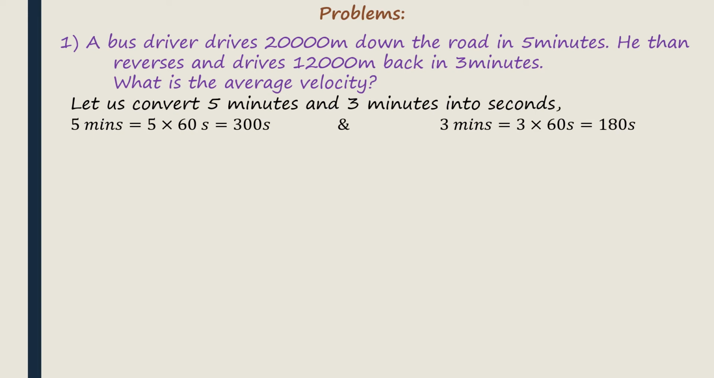So 5 minutes is how many seconds? 5 into 60 seconds, which will be equal to 300 seconds. And 3 minutes converted to seconds is 3 into 60 seconds, which is equal to 180 seconds. Okay, so with this we have already converted the minutes into seconds. Now the units are matching. Time is in seconds and distance is in meters.